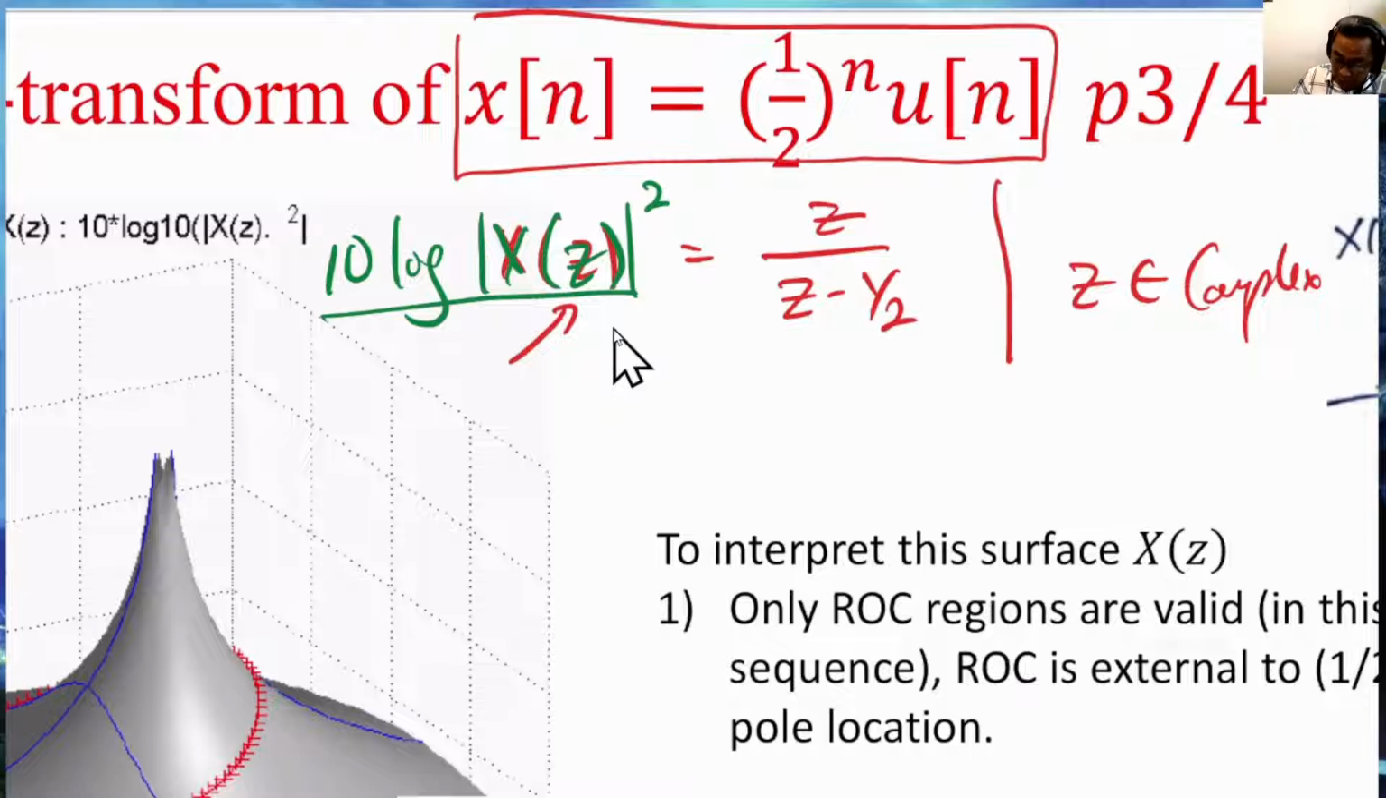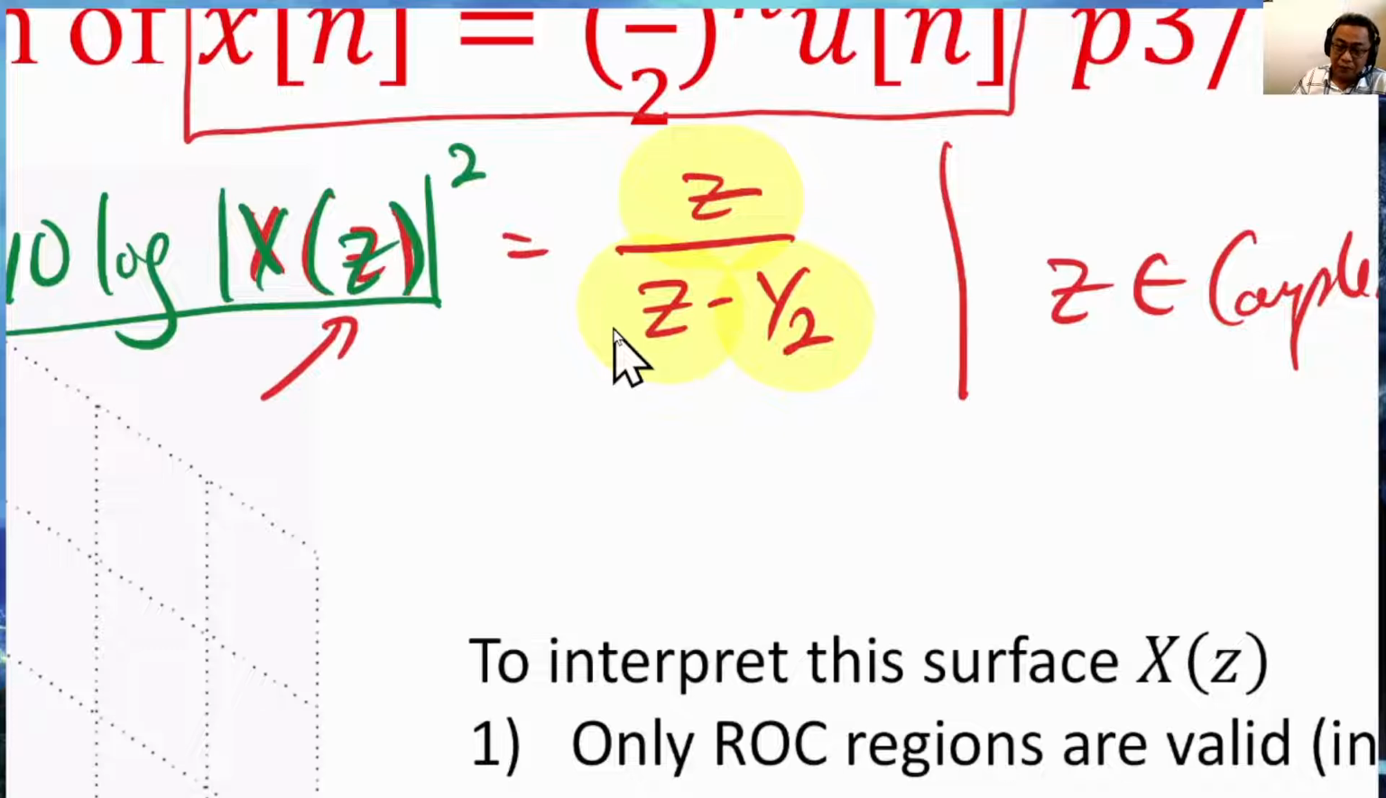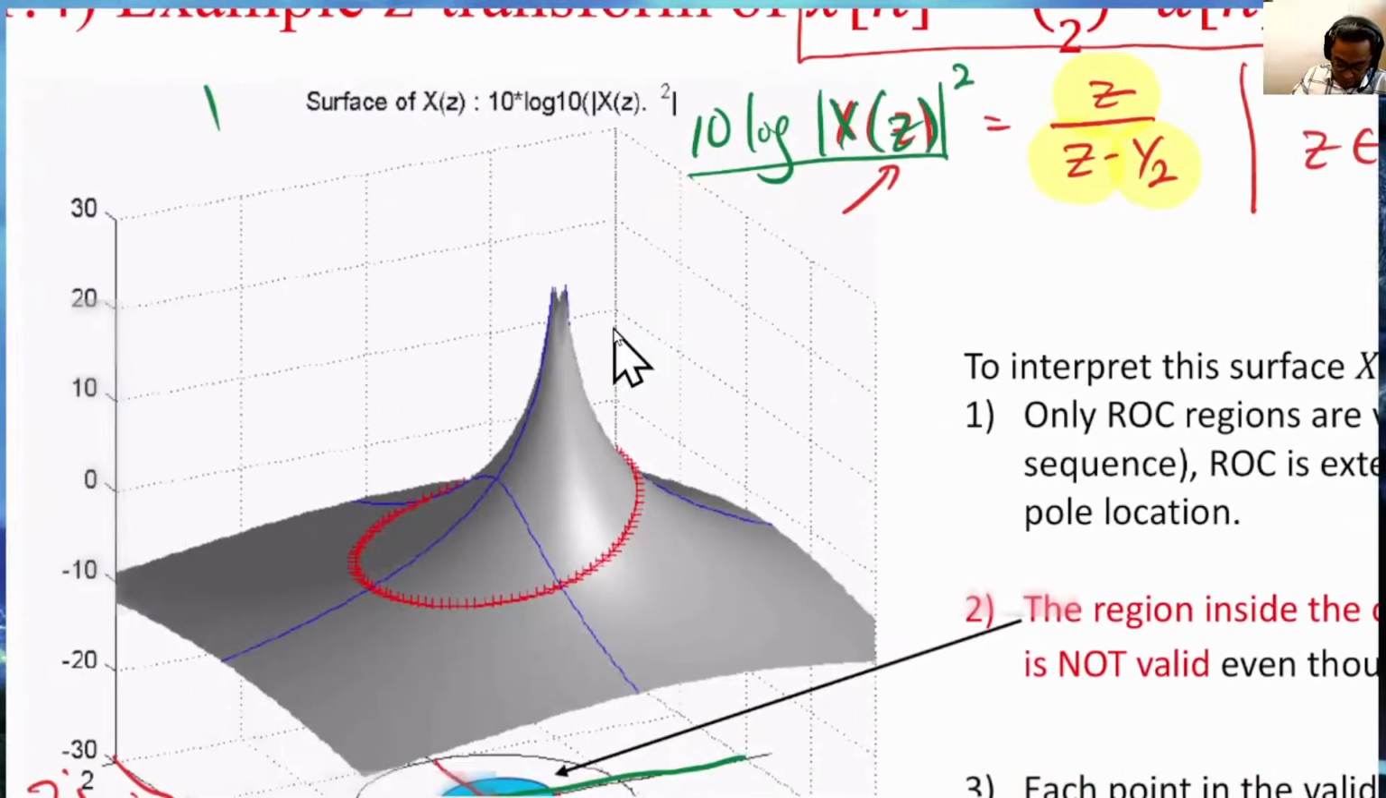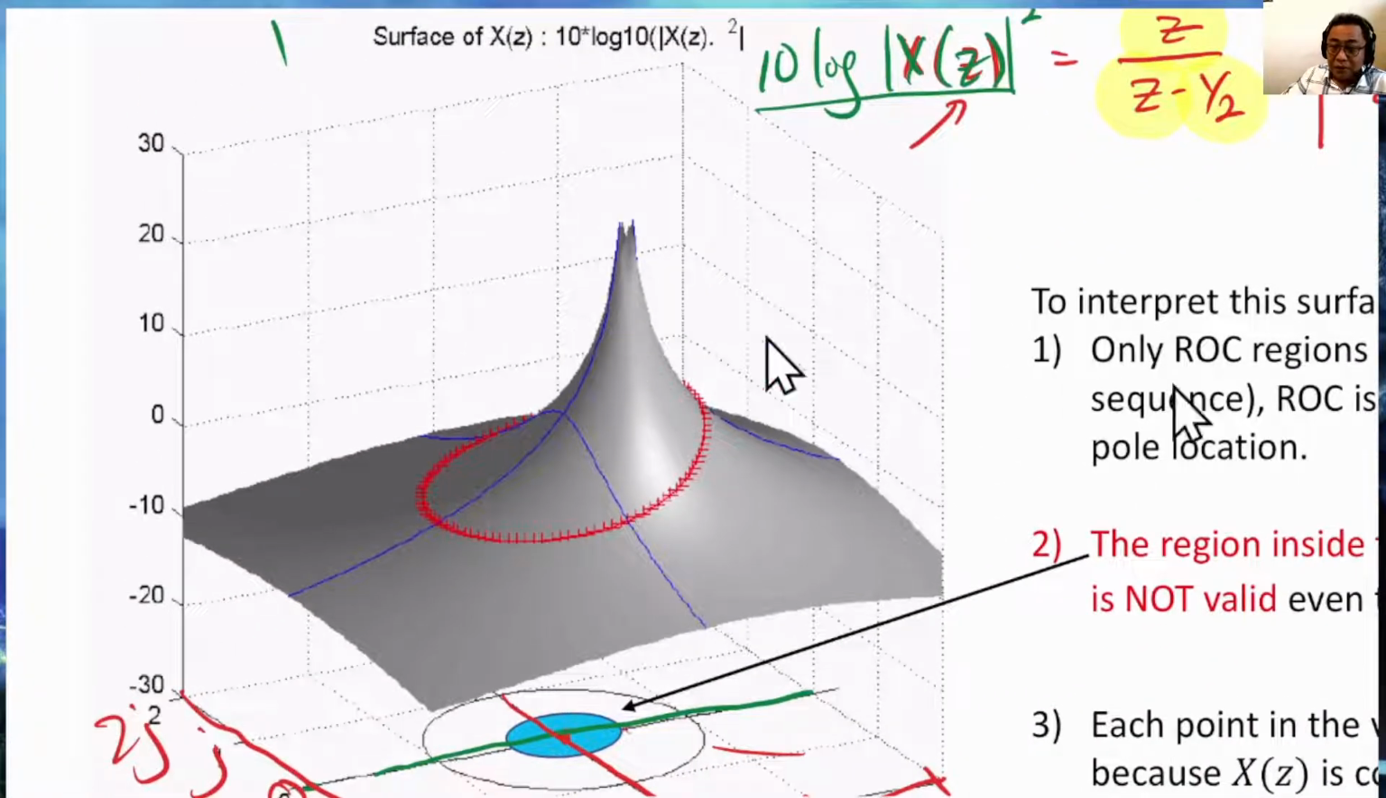Now what we do is that we'll put in different values of z, the entire z-plane, any values that you want to put. In fact, we usually put a grid, and then we substitute the entire grid. And then out comes the surface. This surface is the surface of X(z), absolute value, log times 10. So this vertical axis that we have here is in the log scale or the dB scale.